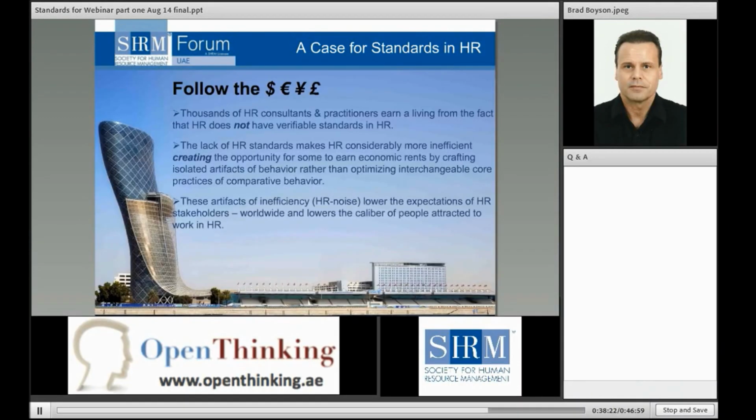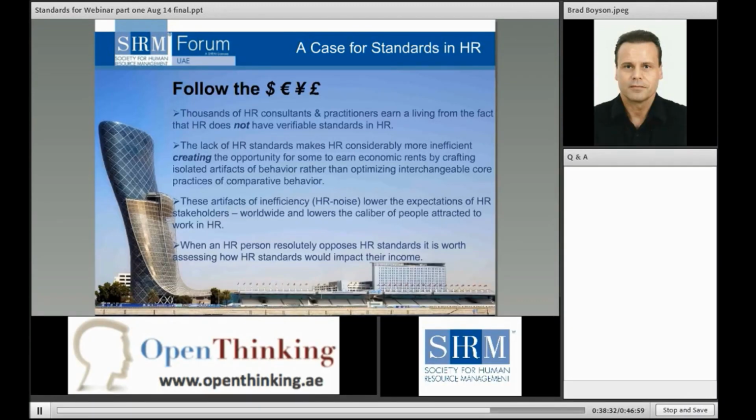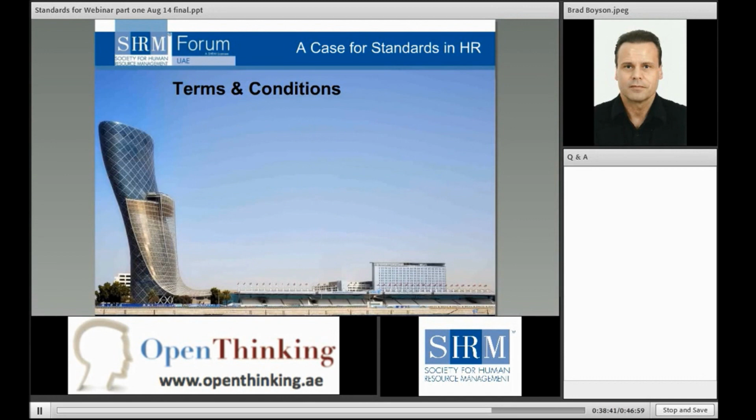They lower the expectations of HR stakeholders worldwide, and it lowers the caliber of people attracted to work in human resources. When an HR person resolutely opposes the HR standards project, it's worth assessing how this project would impact their income.